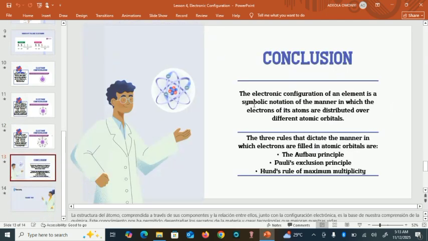In conclusion, the electronic configuration of an element is a symbolic notation of the manner in which the electrons of its atom are distributed over different atomic orbitals. The 3 rules that dictate the manner in which electrons are filled in atomic orbitals are the Aufbau principle, which talks about filling the lower energy level before the higher energy level; the Pauli exclusion principle, which says orbitals must be filled singly first; and Hund's rule, which tells us that when you are filling the electrons, they have to be in reverse directions, one facing up, the other facing down.